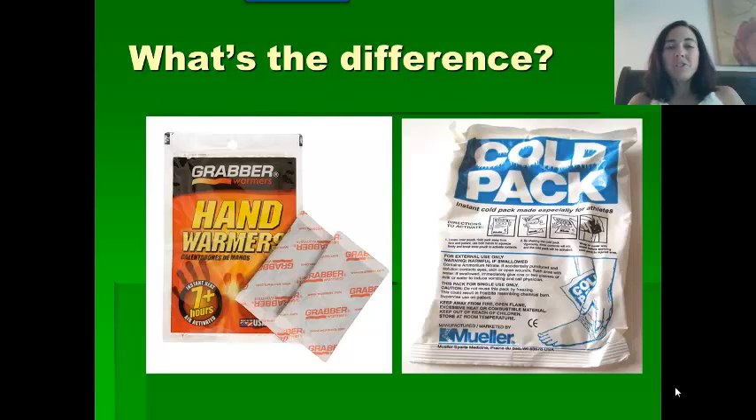So look at these two. There's a hot pack and a cold pack. What's the difference? Well, you know that one feels hot and one feels cold. So in terms of a reaction, why does an object feel hot? Well, it's because energy is being released into the surroundings. So then the opposite's going to be true for the cold pack. The cold pack feels cold, not because it's releasing cold, but because it's absorbing or taking in heat from the surroundings.